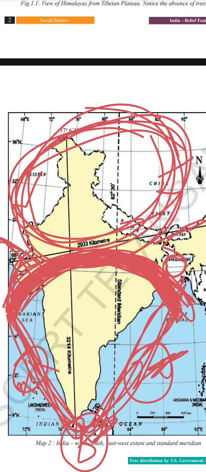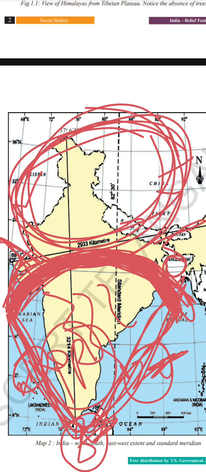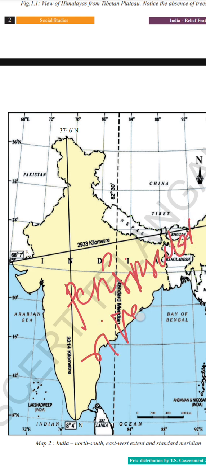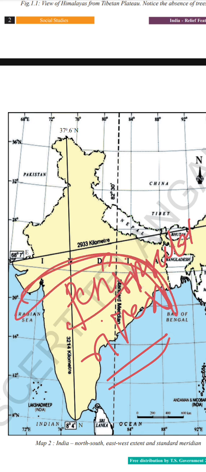And one more thing I'll clarify here. The rivers which flow into this region are known as peninsular rivers. The rivers which are flowing into the peninsular region are known as peninsular rivers.